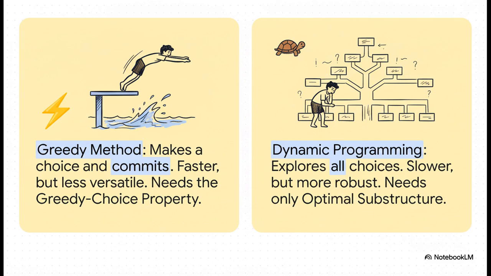Now, dynamic programming, that's more like a chess grandmaster. It's always thinking several moves ahead. It explores all the possible choices by solving every little subproblem first. It remembers those answers, and then it uses all that information to figure out the absolute best path to the final solution. Sure, it's slower, it takes up more memory, but it's way more robust, and it can crack those tough problems like our coin example, where the greedy approach just falls flat.